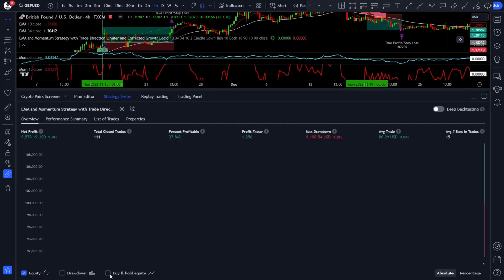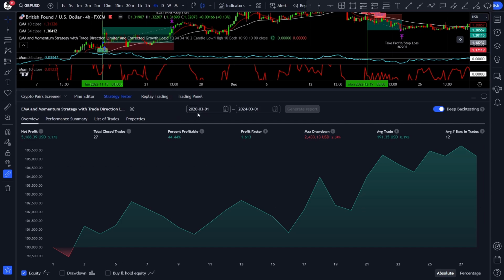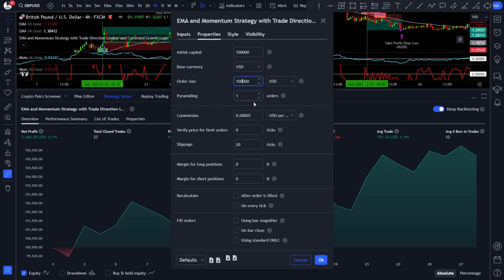Let's see the results. For the backtest, I used the last 4 years of price data, and during this period, the script took 27 trades, generated 5% net profit with a 44% win rate, 1.6 profit factor, and only 2.34% max drawdown. This means that we can increase the position sizing to around 10x. Let's do that. So I will put 1-0 in the order size, making it a 10x leverage.